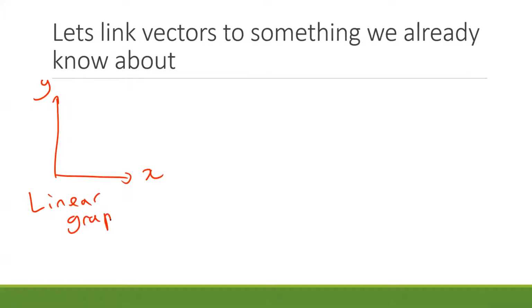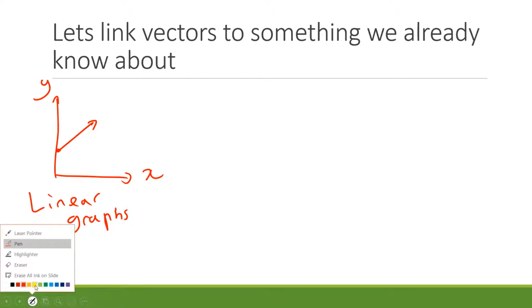Now, linear graphs are really useful for vectors because what linear graphs allow us to do is they allow us to plot vectors in 2-dimensional space. So therefore, being able to say, oh, it's this and this and stuff like that is really important.